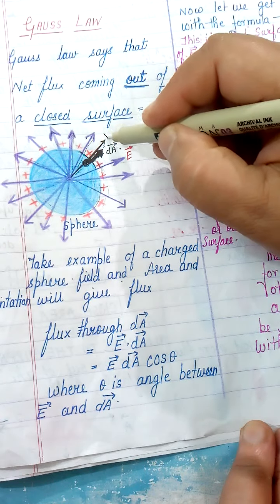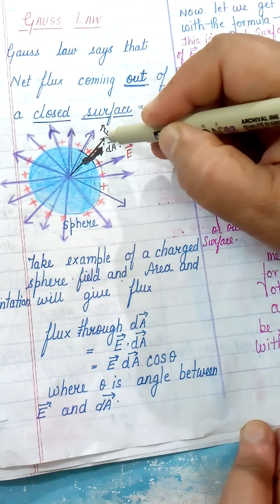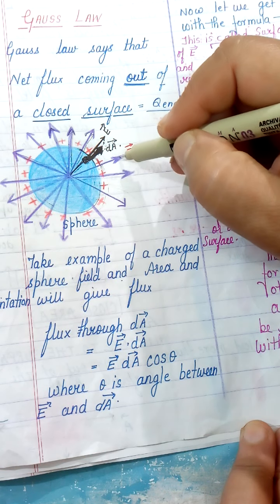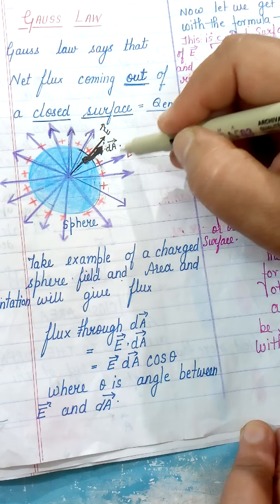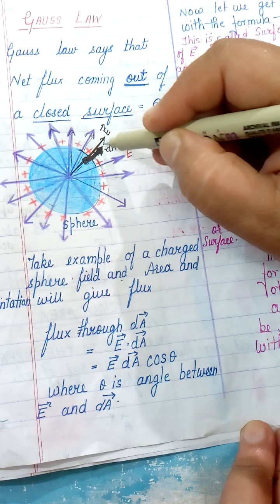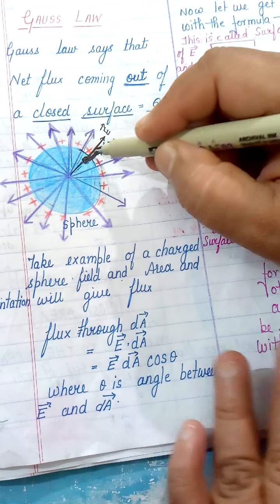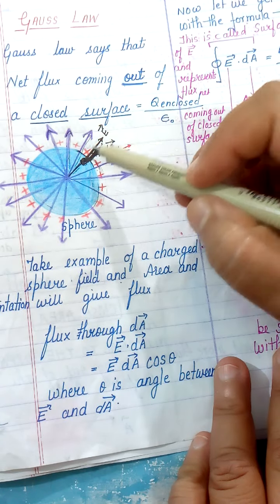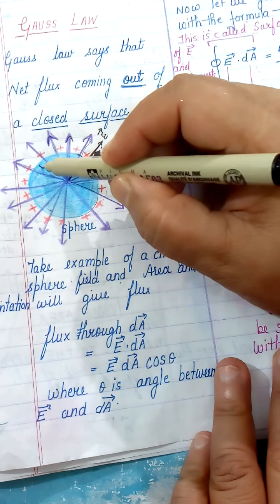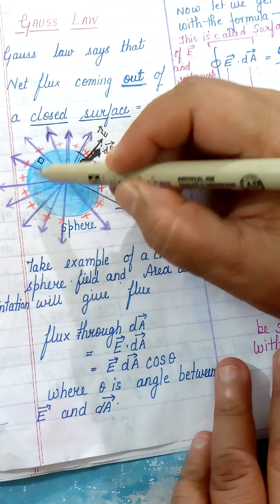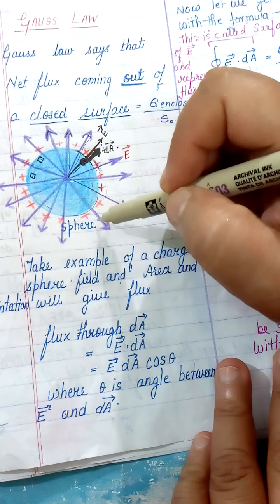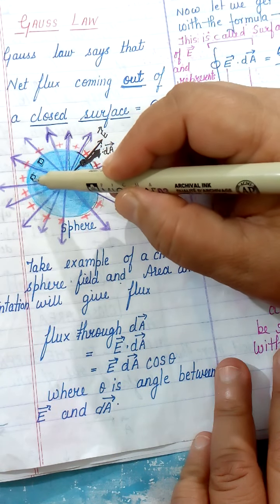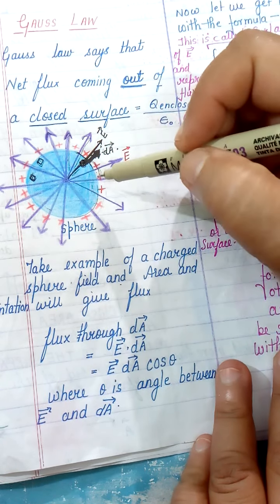So actually, the electric field and the area vector are both parallel to each other at this point. And this will be the same if you take the area vector here. But can you see that I am considering a very small area element?